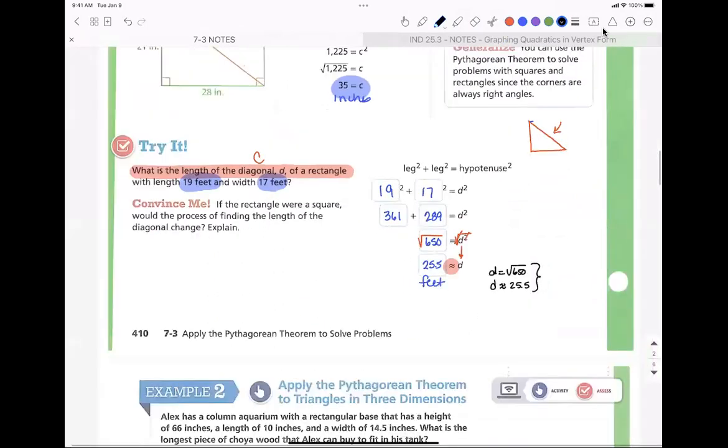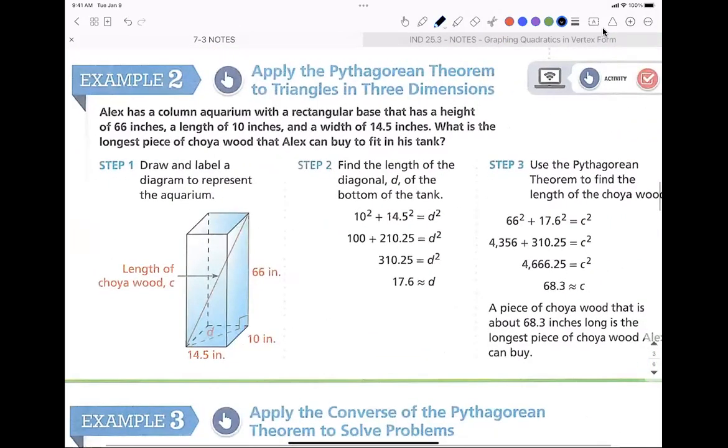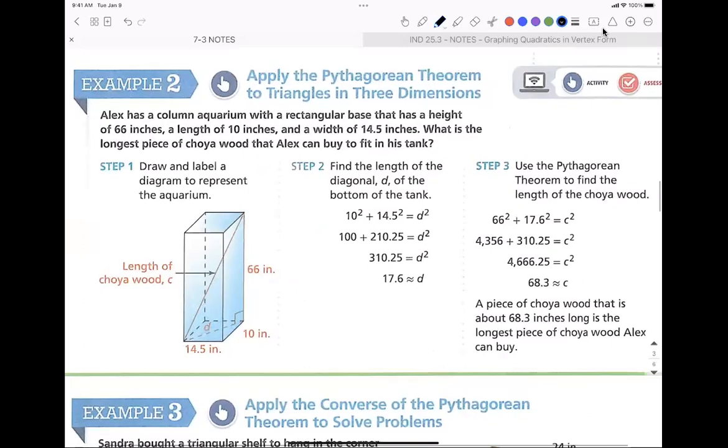All right, now we're going to look at a 3D problem, and we're going to see that it's a two-step. Notice there are two Pythagorean Theorem problems going on here, so we'll talk about where you pull all the numbers from. Alex has a column aquarium with a rectangle base. That's talking about the bottom, the base. The rectangle base has a height of 66 inches, a length of 10 inches, and a width of 14.5 inches.